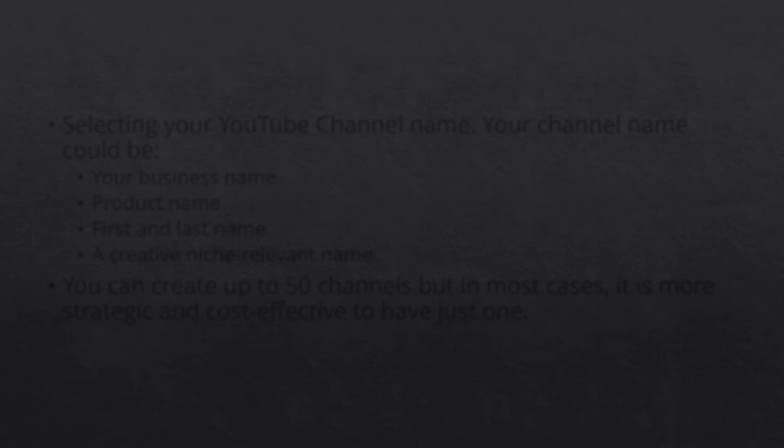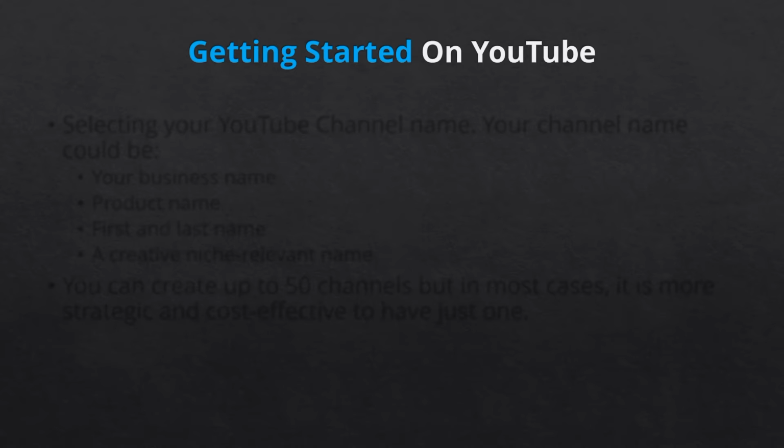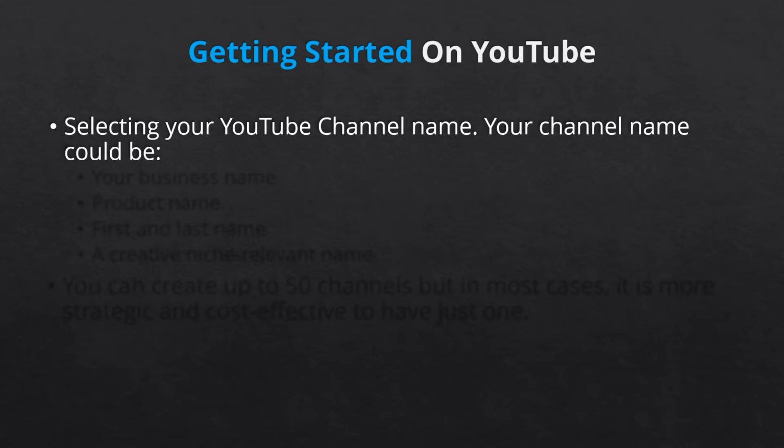The first step in getting started on YouTube is to create your own company channel. If you already have a company channel, you can organically optimize your channel with the tips below. First up, selecting your channel name. Now, in a perfect world, your channel name will be your business name. If your business name is already taken, get as close to your business name as possible.